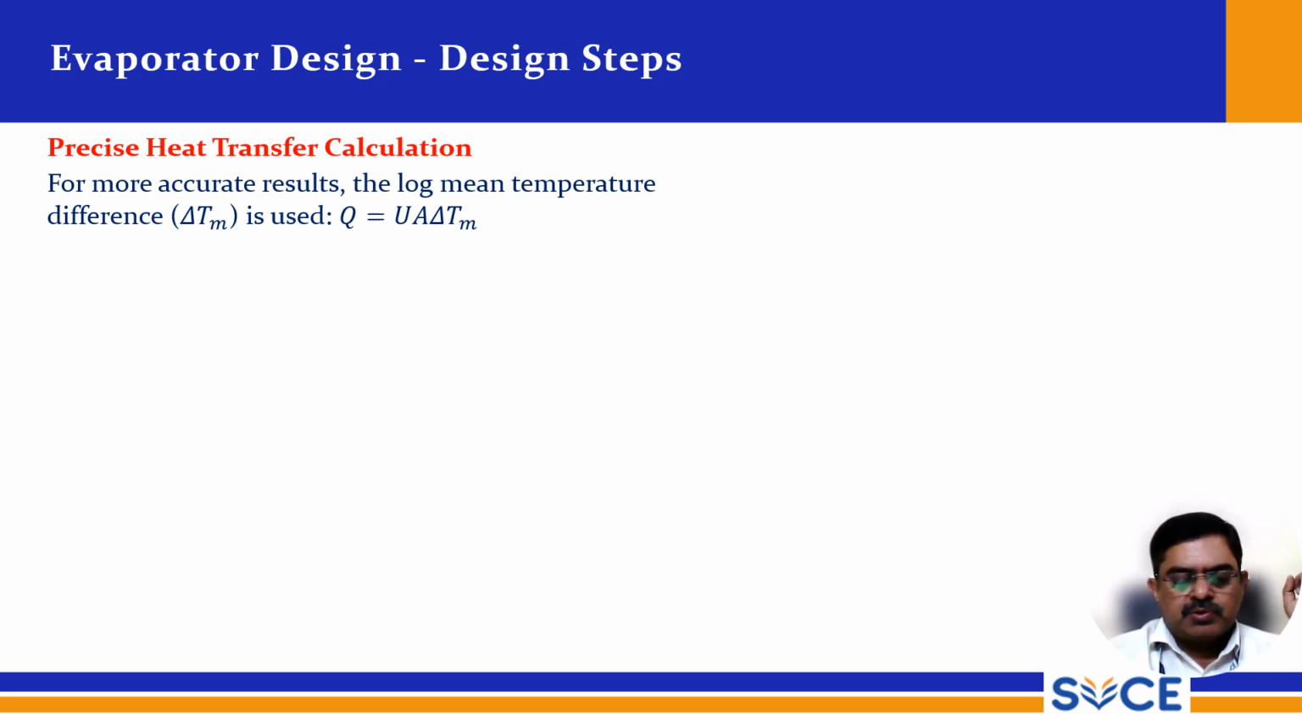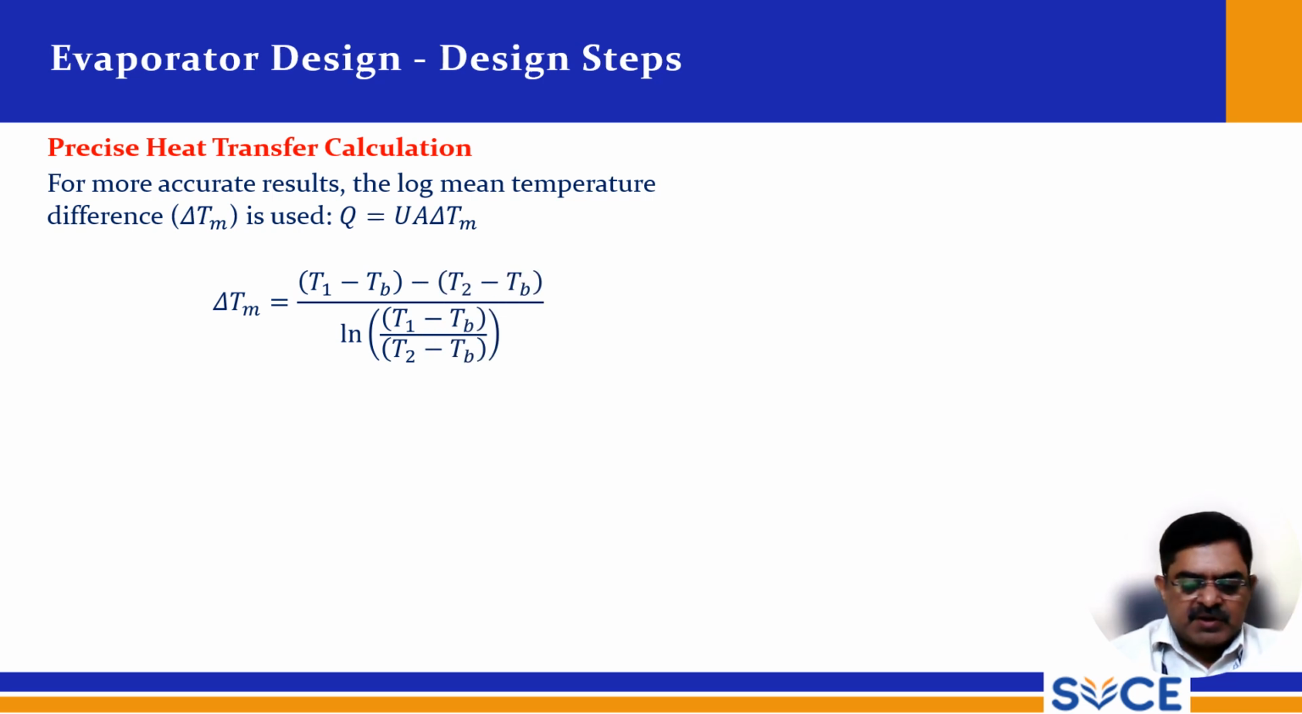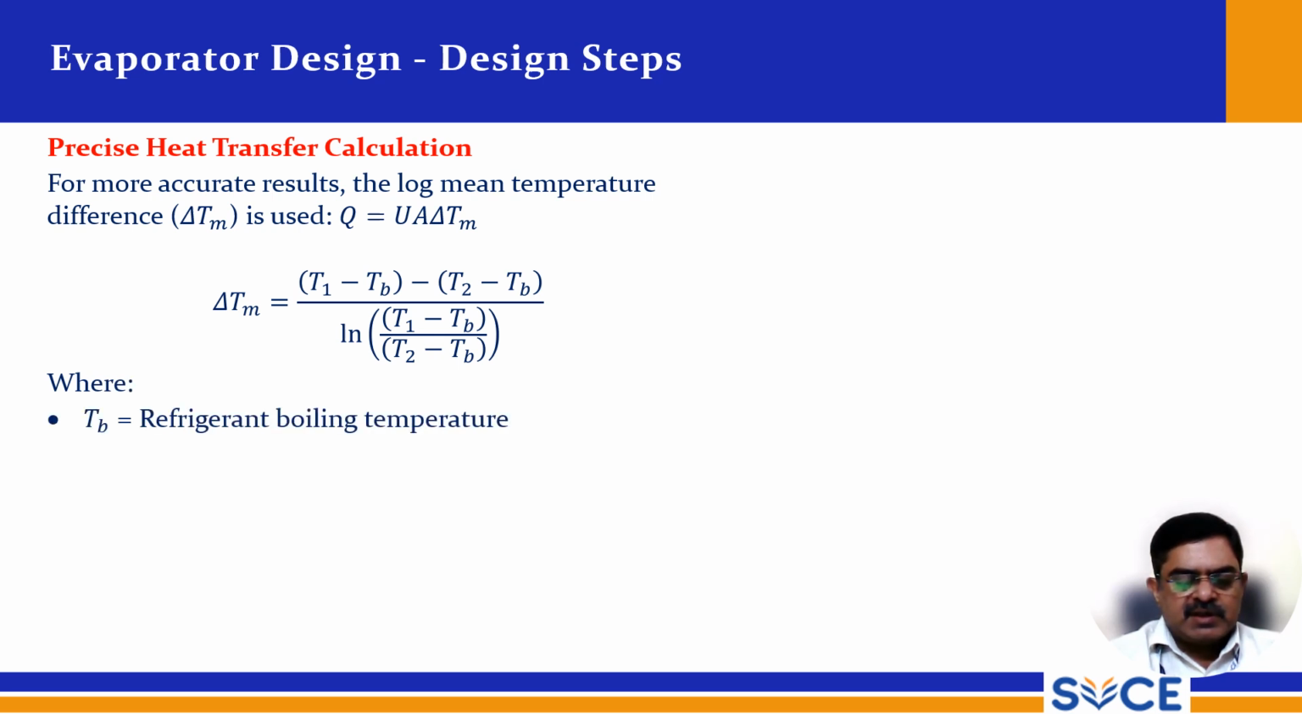So Q equal to U A delta Tm, and this is the equation. There is a derivation for this, but it is not required for our syllabus. So delta Tm is equal to (T1 minus Tb) minus (T2 minus Tb), divided by the natural logarithm of (T1 minus Tb) divided by (T2 minus Tb), where Tb is the refrigerant boiling temperature, and T1 and T2 are cooling liquid inlet and outlet temperatures.